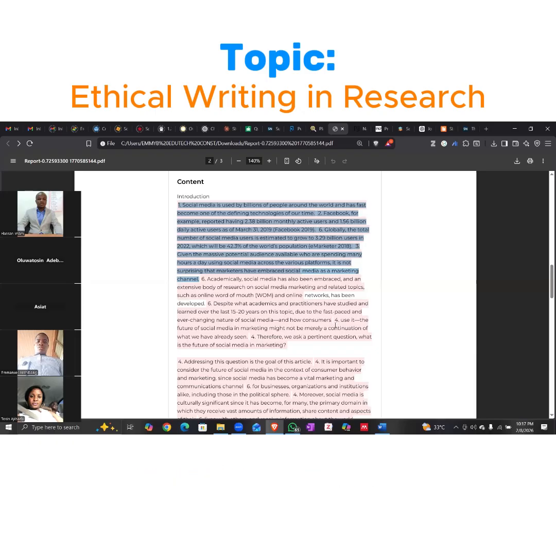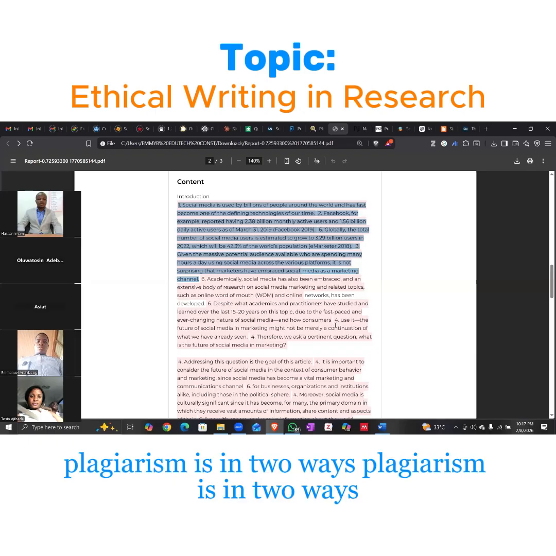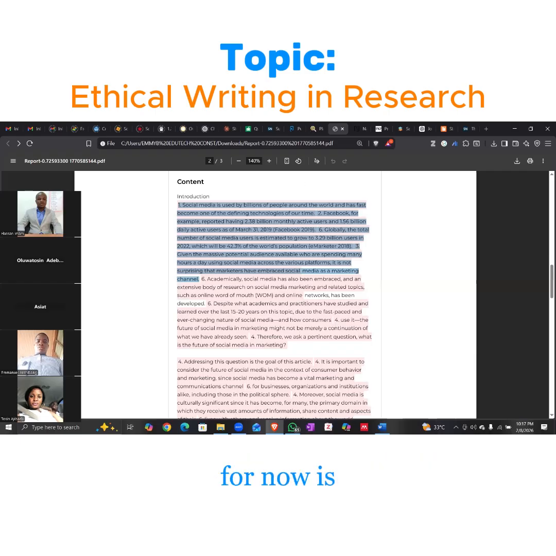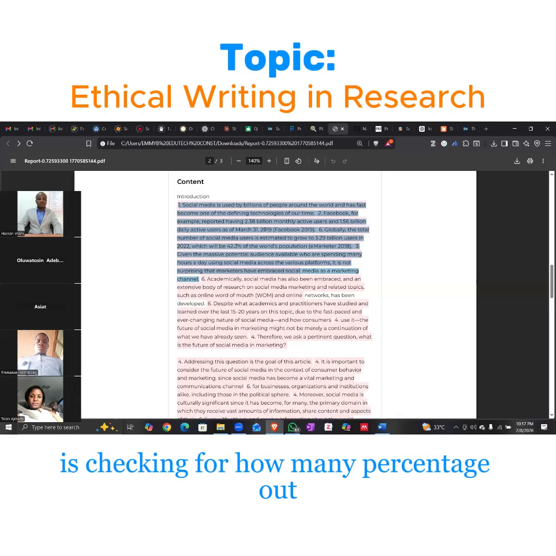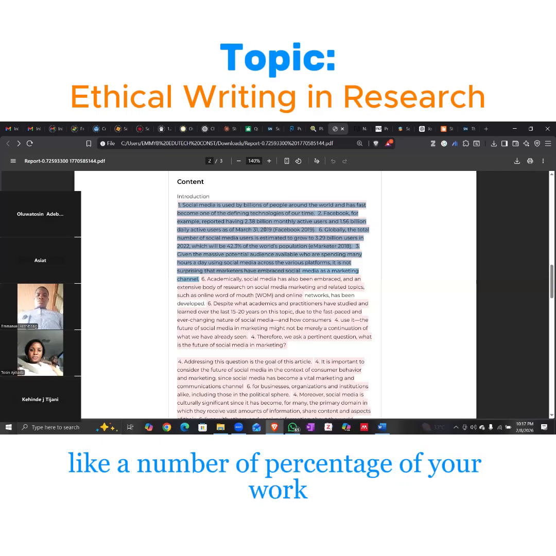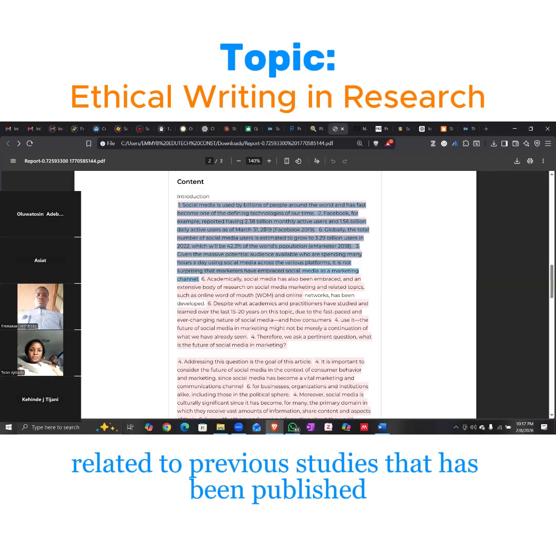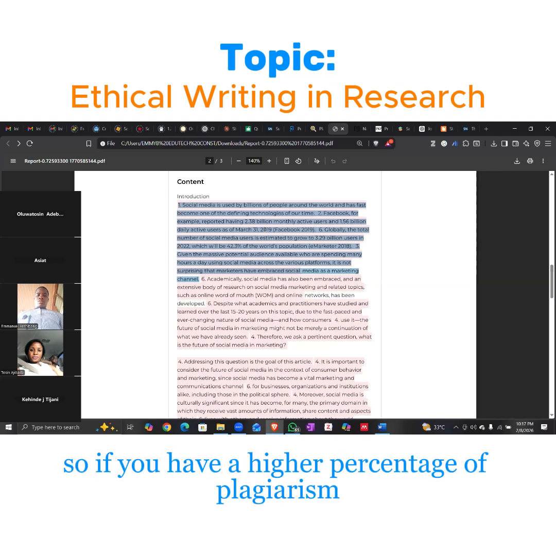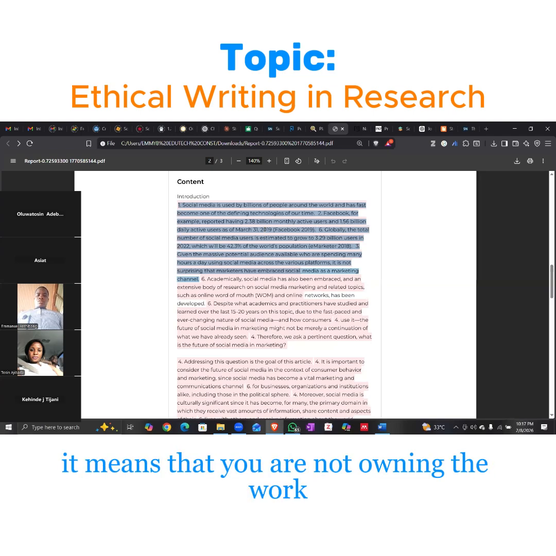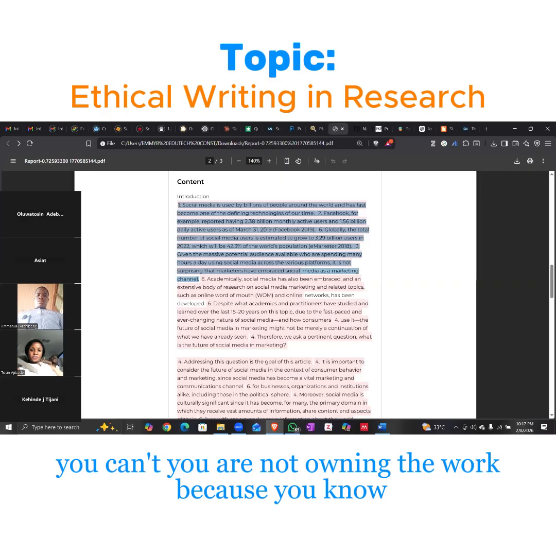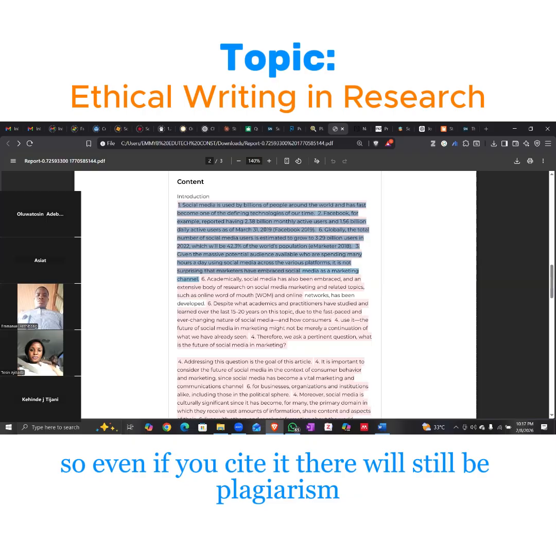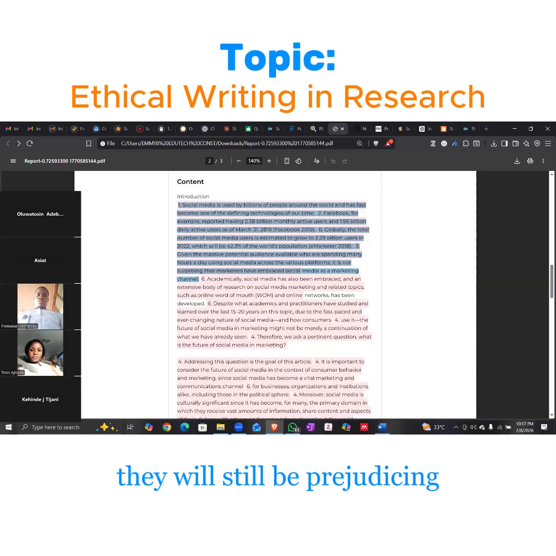Okay, so it's like that. Plagiarism is in two ways. The plagiarism that institutions are checking for now is how your work resembles others. What Turnitin is doing is checking what percentage of your work is related to previous studies that have been published. So if you have a higher percentage of plagiarism, it means that you are not owning the work. It's just like you are copying from different sources. Your idea is not there. So even if you cite it, there will still be plagiarism, although it may not be much.